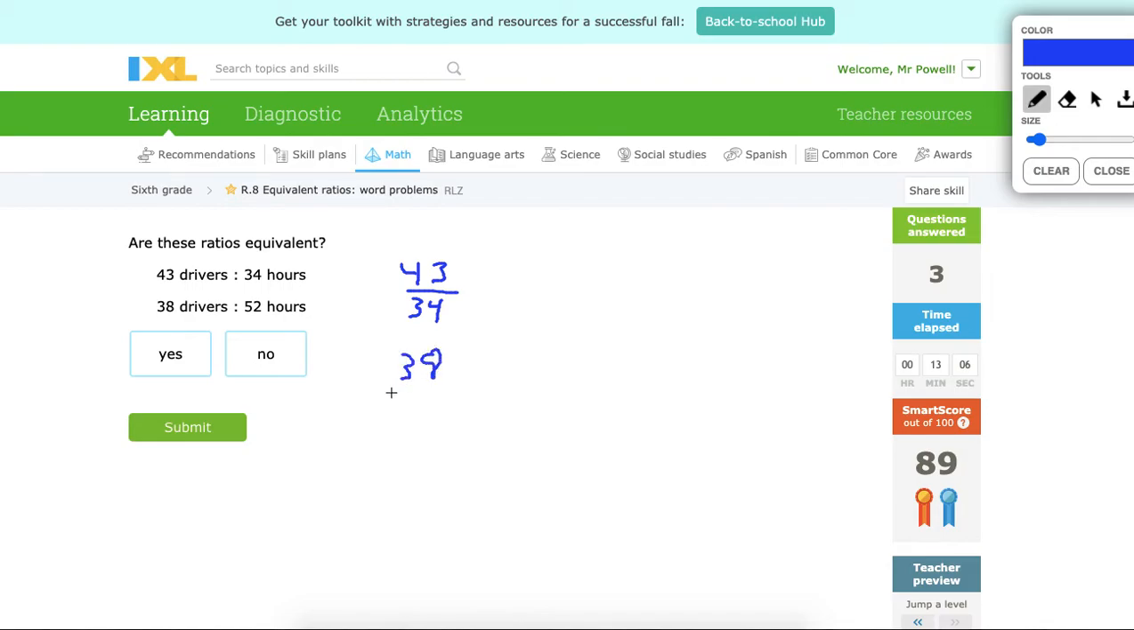38 and 52. These are both even, so we know if we divide both of those by 2, we could get both of them down. So let's divide both of those by 2. Half of 30 is 15, half of 8 is 4, so we'd have 15 plus 4, that would be 19. And half of 50 is 25, and half of 2 is 1, so that would be 26.